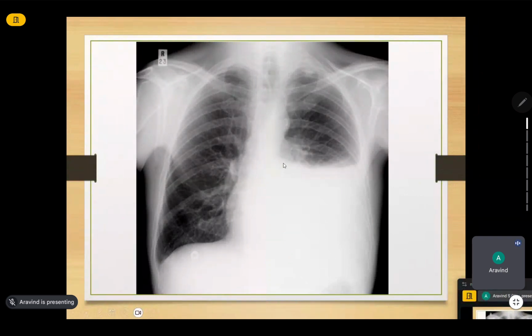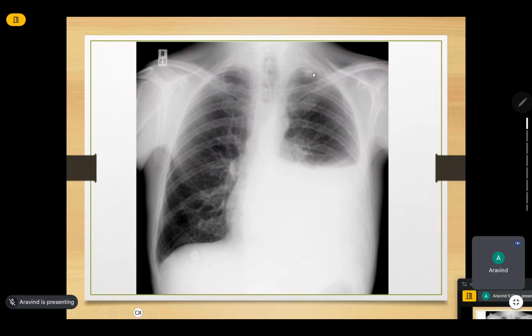Here you can see that there is a homogeneous opacity in the left lower zone. Could you see any air bronchogram here? Yes or no? No. No, very good. So there are no air bronchograms, so definitely it is not consolidation.